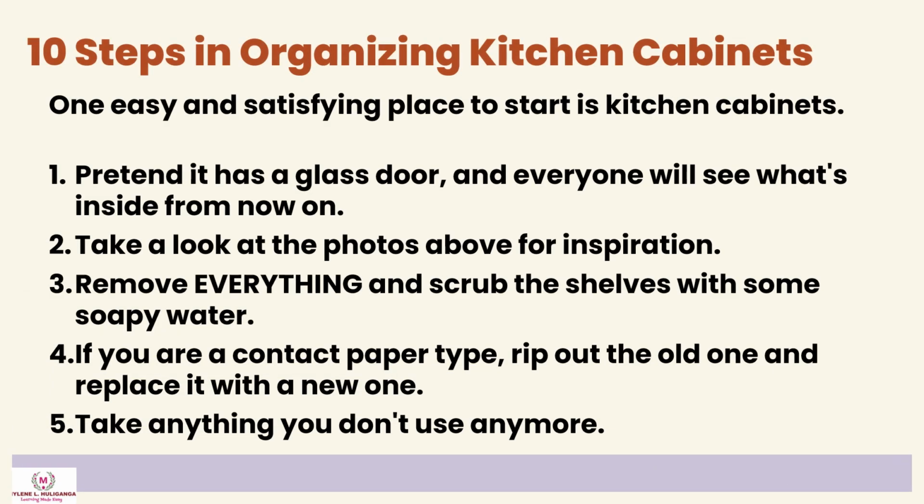Ten steps in organizing kitchen cabinets. One easy and satisfying place to start is kitchen cabinets. 1. Pretend it has a glass door, and everyone will see what's inside from now on. 2. Take a look at the photos above for inspiration. 3. Remove everything and scrub the shelves with some soapy water. 4. If you are a contact paper type, rip out the old one and replace it with a new one. And 5. Take out anything you don't use anymore.